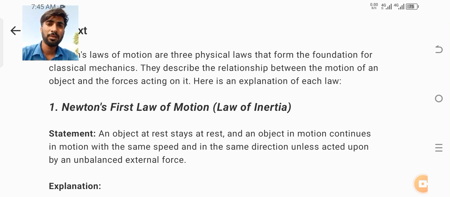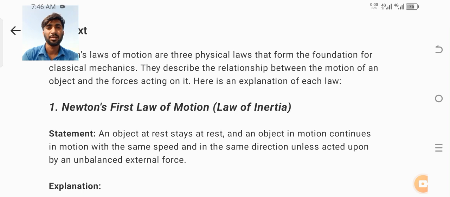In this video, we will discuss Newton's laws of motion. Here we start the video. Newton's laws of motion are the three physical laws that form the foundation for classical mechanics. They describe the relationship between the motion of an object and the force acting on it. Here is an explanation of each law.